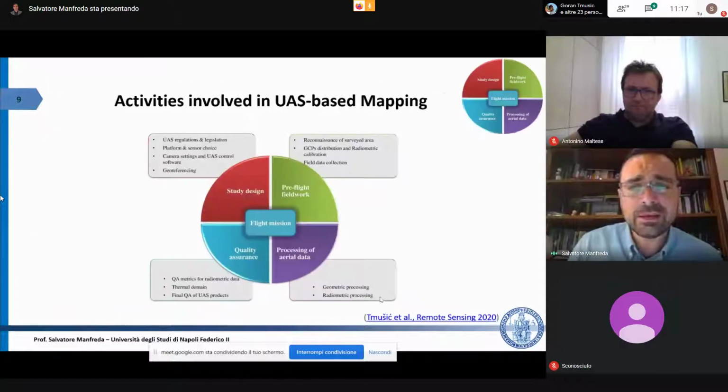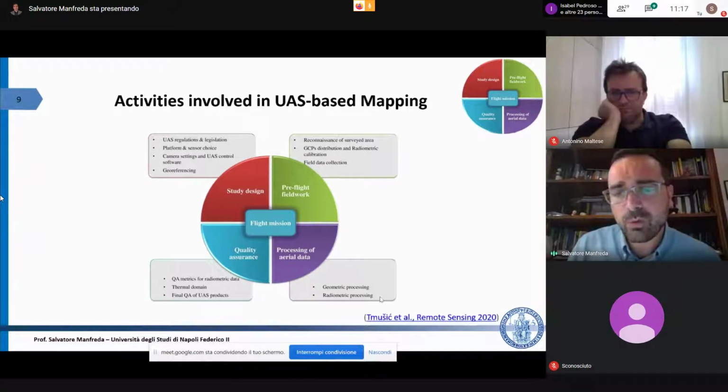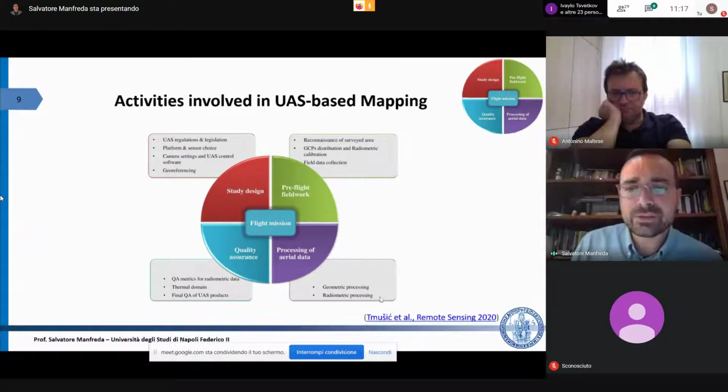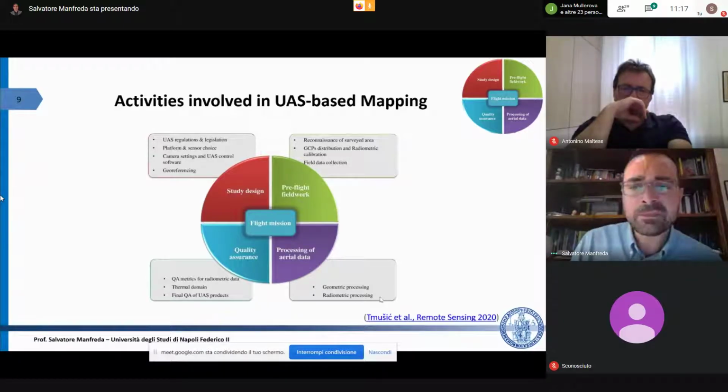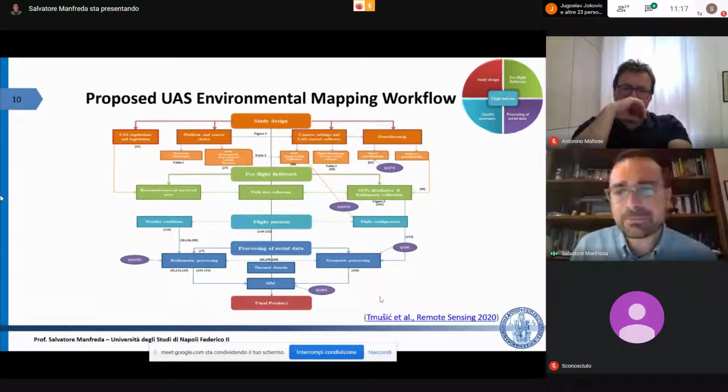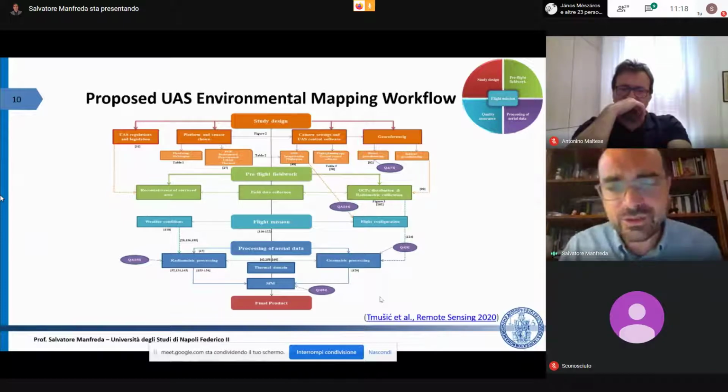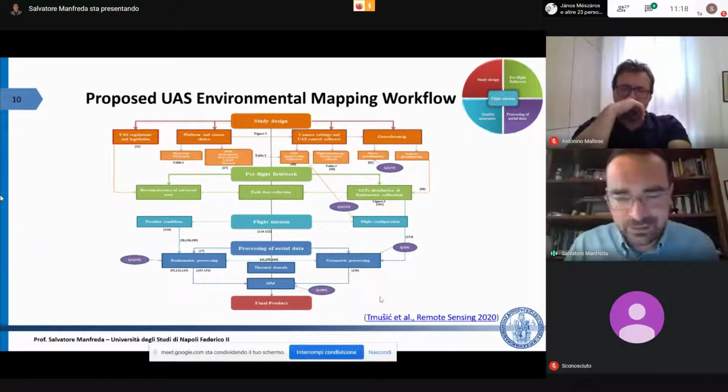This complexity, we try to reorganize the workflow and the procedure needed in order to obtain the best result in UAS-based mapping. And we divided the workflow in 5 different steps. And within these 5 different steps, we identified a general workflow that you can revise and check in the manuscript.